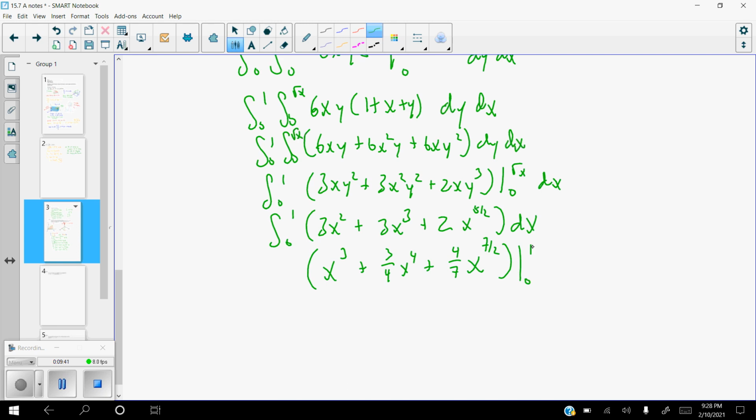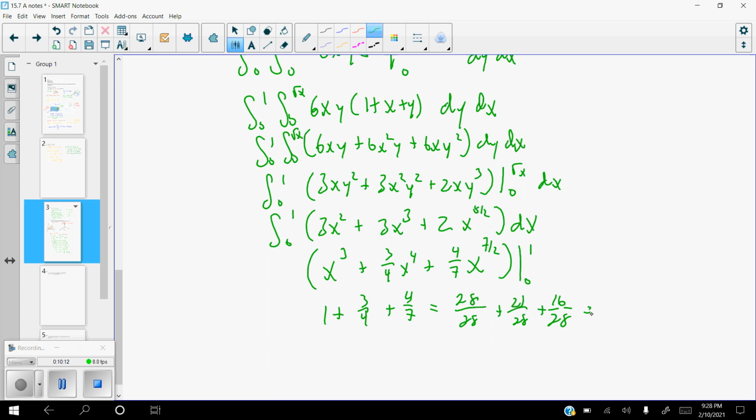So really what I'm going to get here is 1 plus 3/4 plus 4/7. Common denominator is going to have to be 28. So 28/28 plus, what is that, 21 over 28, and then 16 over 28.